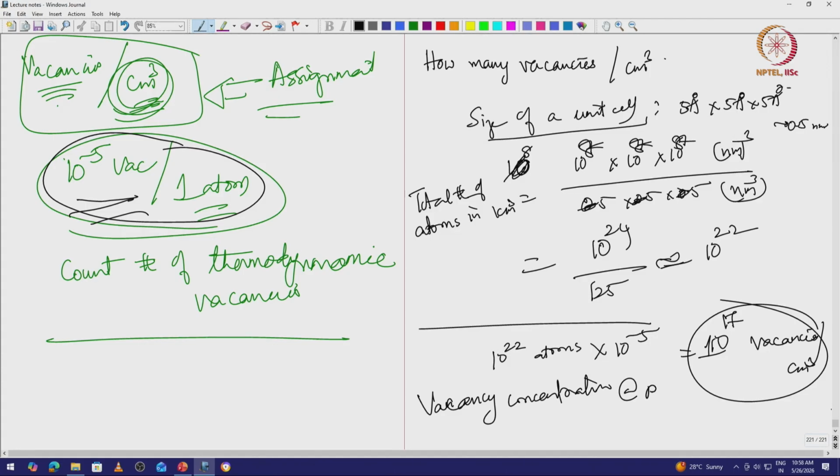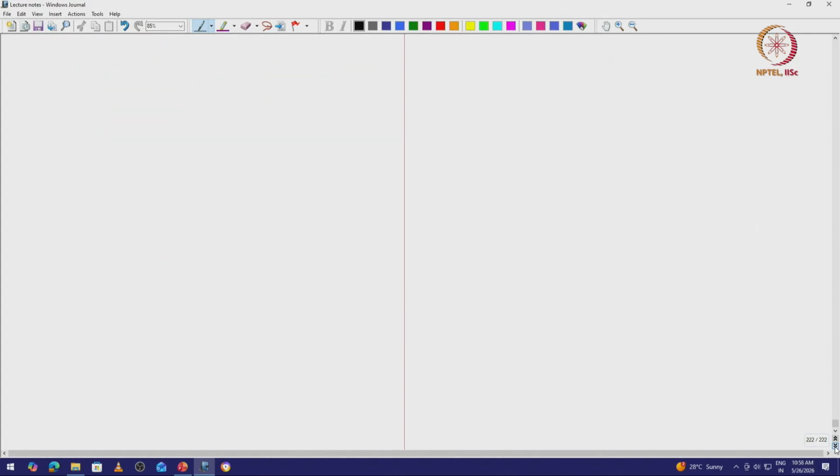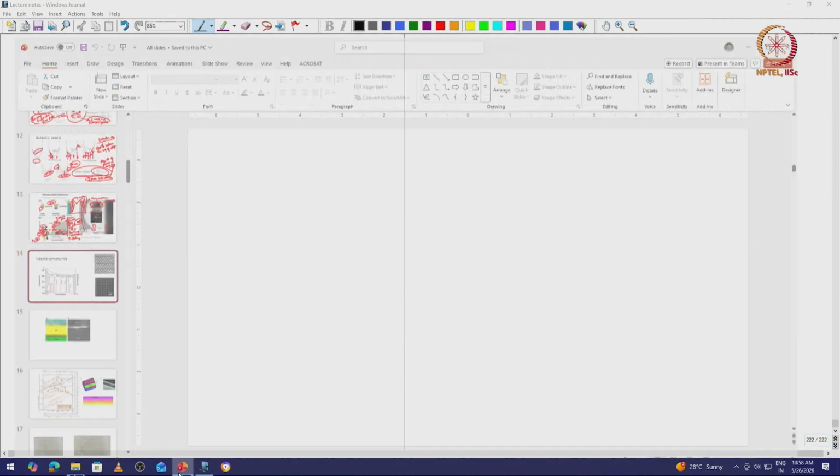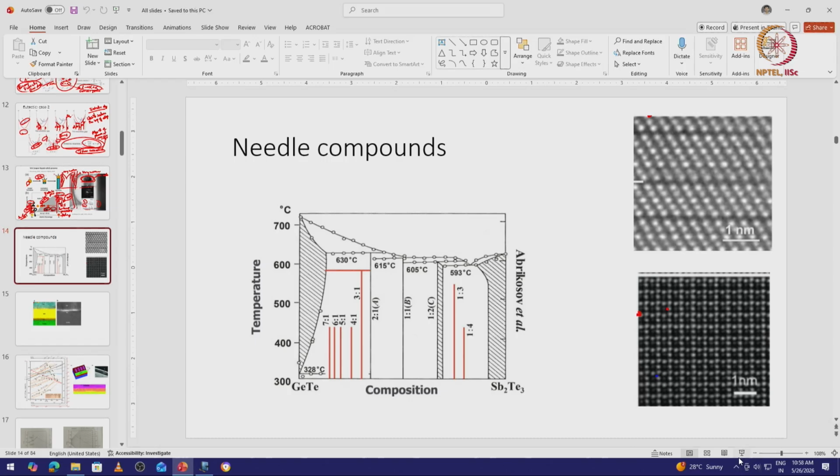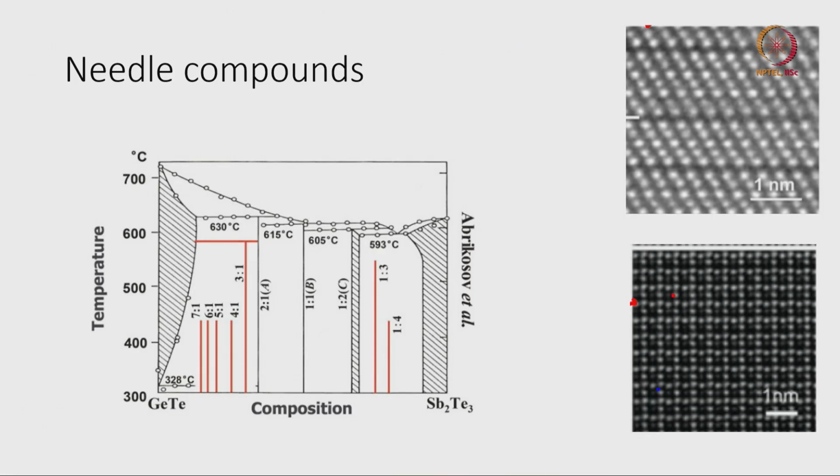At room temperature it is 10 power 17 vacancies per centimeter cube. So, I can use just the Arrhenius formulation to calculate the number of thermodynamic vacancies in any system. All right, with that let us actually look at some of these needle compounds. So, phase diagrams of needle compounds.